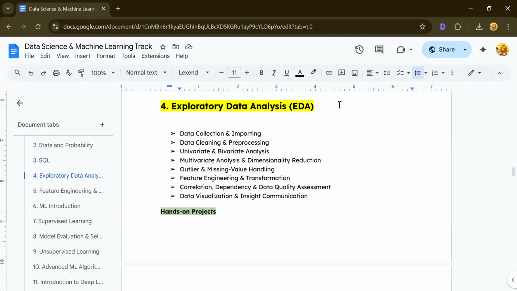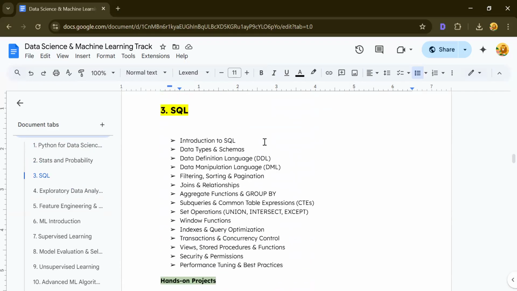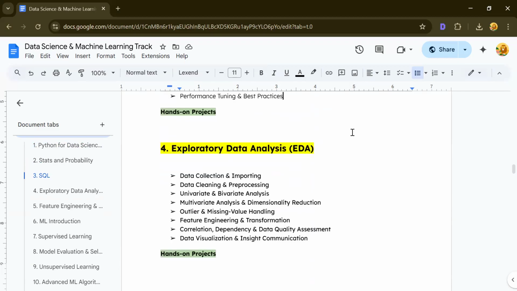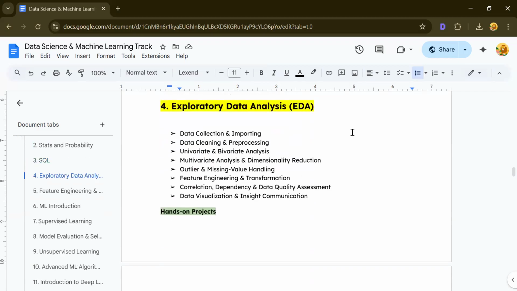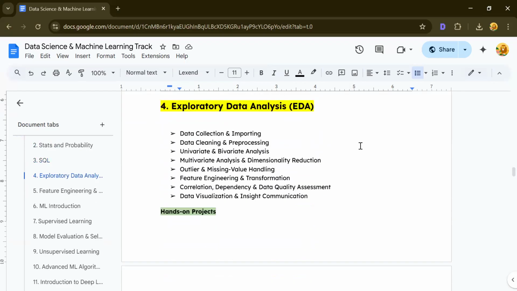So next, another crucial aspect is exploratory data analysis after SQL. Because till now you have learned Python, statistics and probability, and SQL. Now it's time to use these tools to explore data. You apply statistics here, probability here, use Python here for data cleaning, wrangling, all those things, and use SQL for querying. So it's time to apply those to get some basic level of understanding of your data at hand. That is what we're going to cover in EDA.